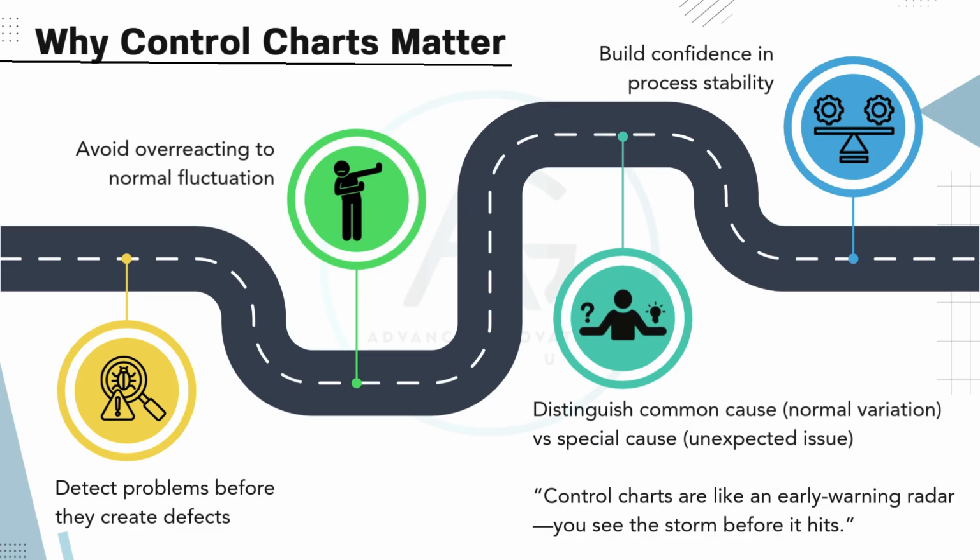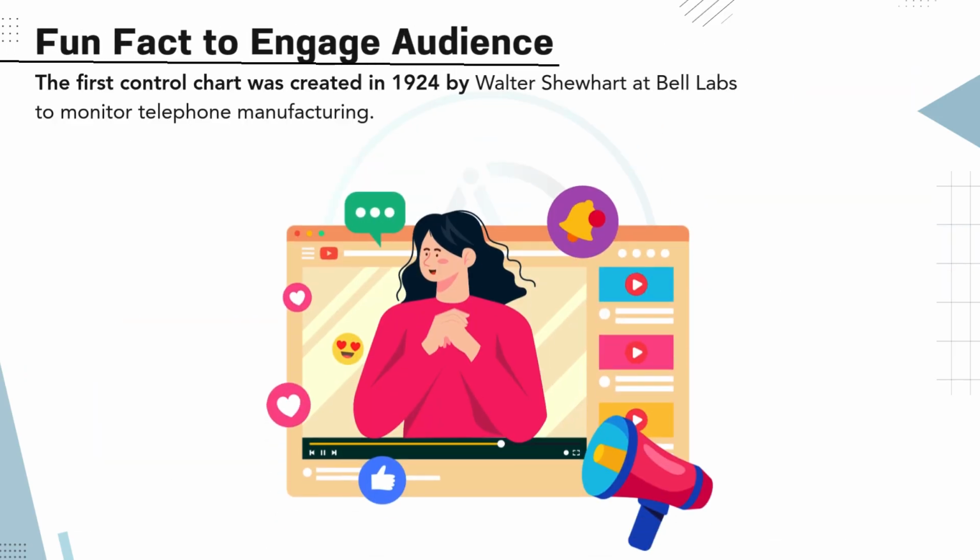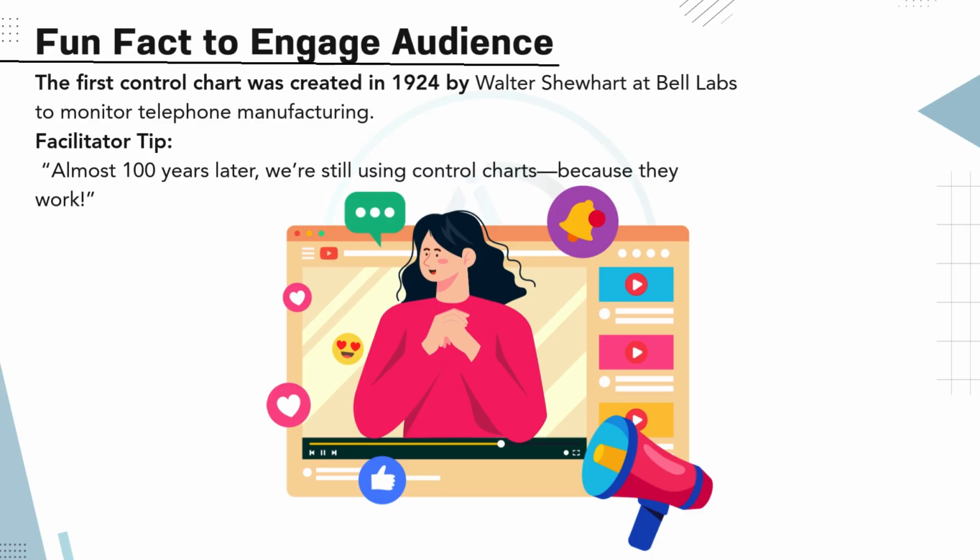Facilitator analogy: control charts are like an early warning radar. You see the storm before it hits. Fun fact to engage the audience: the first control chart was created in 1924 by Walter Shewhart at Bell Labs to monitor telephone manufacturing. Facilitator tip: almost 100 years later, we're still using control charts because they work.